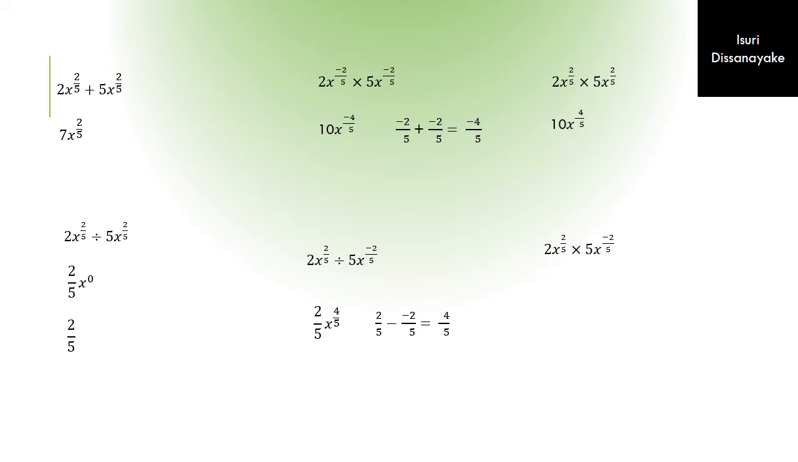Next one, when we multiply, we add the powers. So that is 2 over 5 added to minus 2 over 5, it equals 0. So we have 10x to the power 0, which is equal to 10.